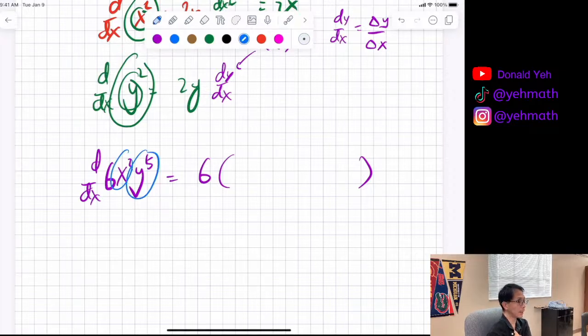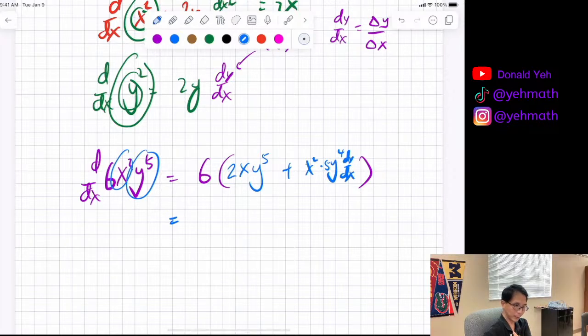Can I take a derivative of x squared? 2x, y to the 5th, because I'm doing product rule. But every time I take a derivative of x, there's no extra term. But every time you take a derivative of y, there's a dy dx, right? Because you got x squared times 5y to the 4th, and then dy dx. That's the answer for where the y is. 5y to the 4th, thank you.